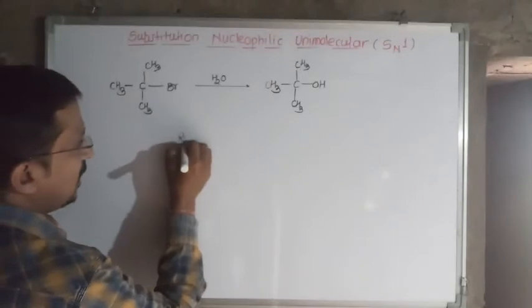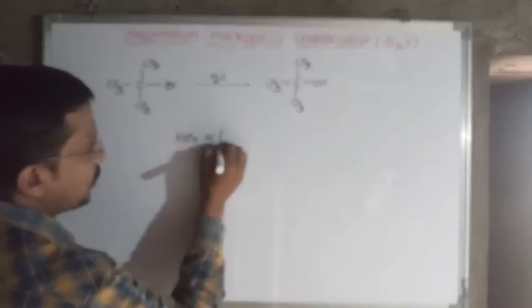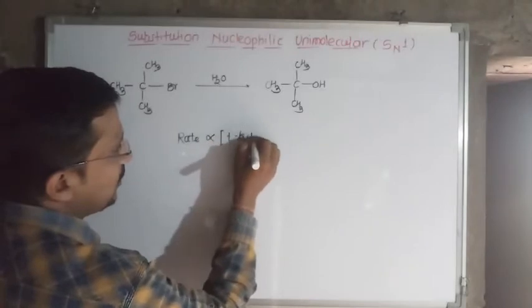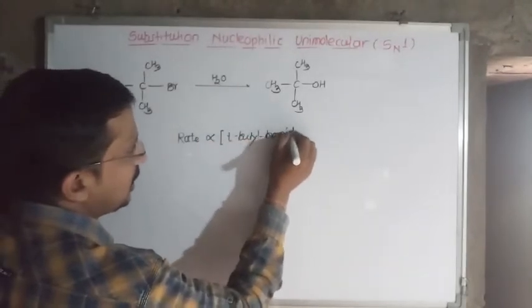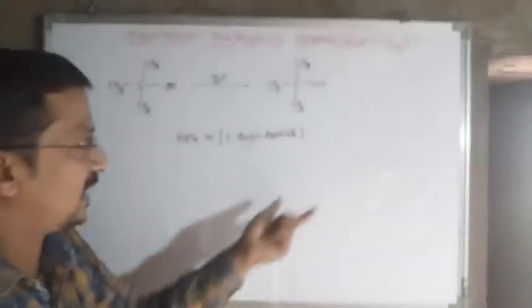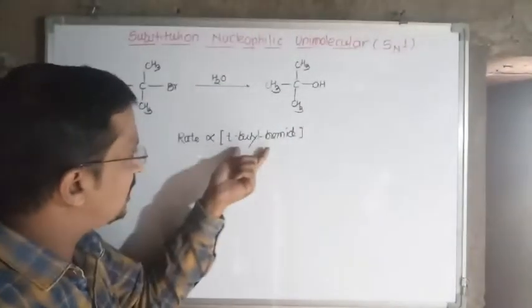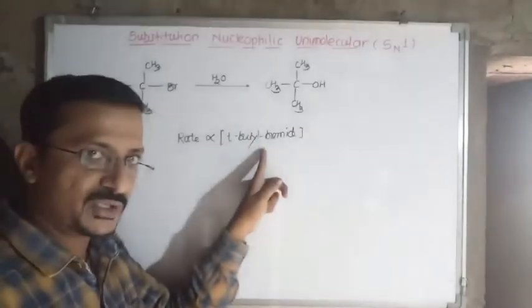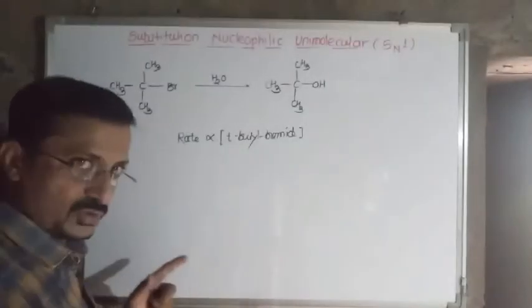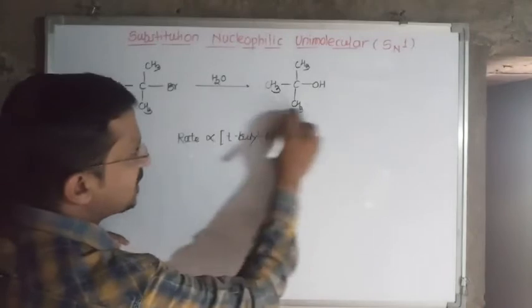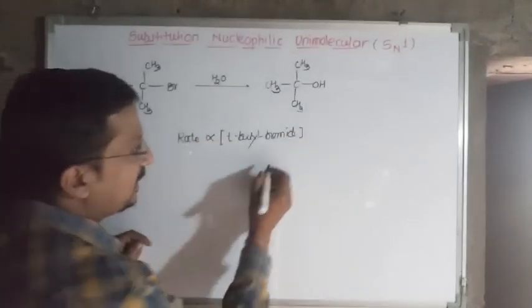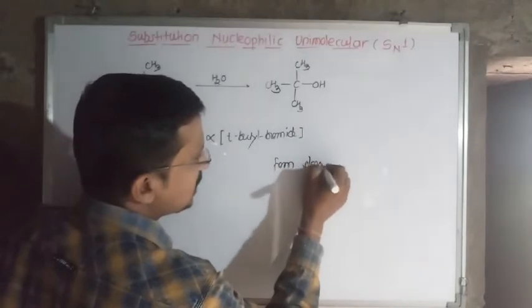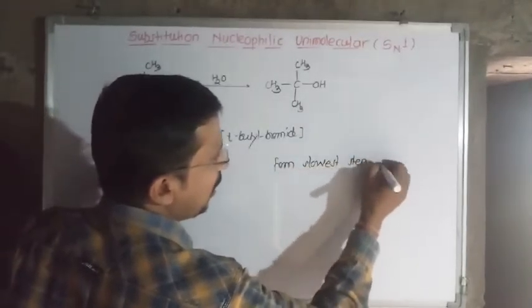Now see, if you consider the kinetics data of this reaction, the study of this reaction indicates that the rate of this reaction is directly proportional to the concentration of tertiary butyl bromide. So the investigation shows that the rate of this reaction depends upon the concentration of tertiary butyl bromide. In the sense, the kinetics also says that the rate expression is always written from the slowest step of the whole mechanism.